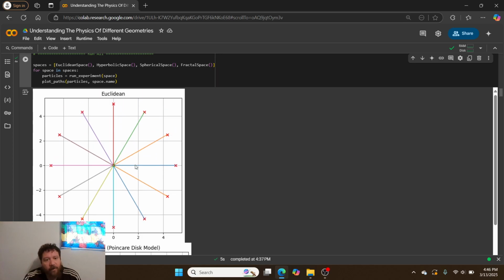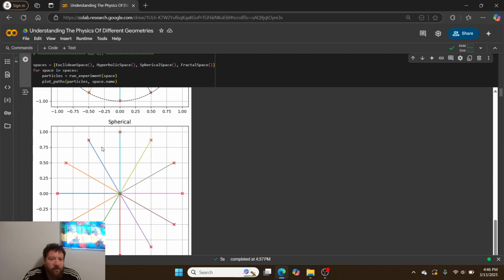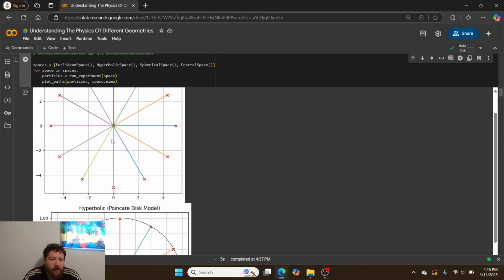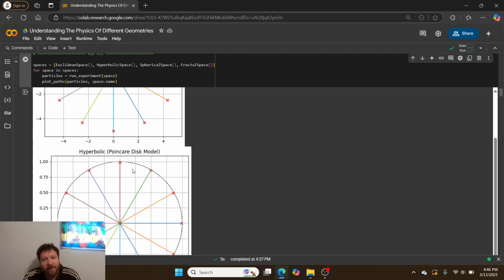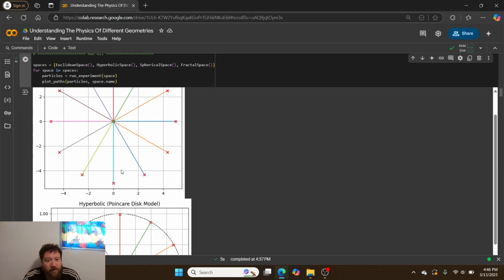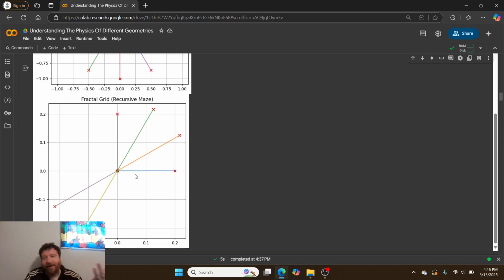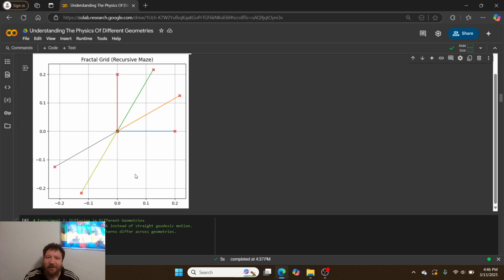So I'm noting that, while these look very similar to each other, spherical and hyperbolic space in this instance have almost the same measurements, right? They're the same scale, whereas Euclidean space has a different scale in this instance. And then fractal is fractal space, right? It's always going to be the different one.